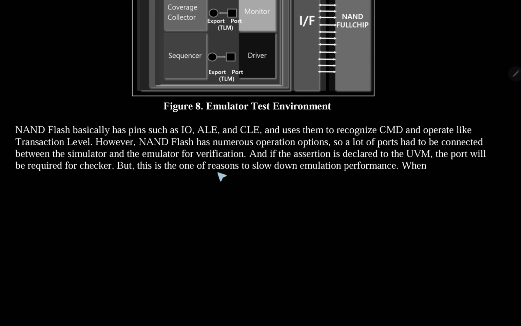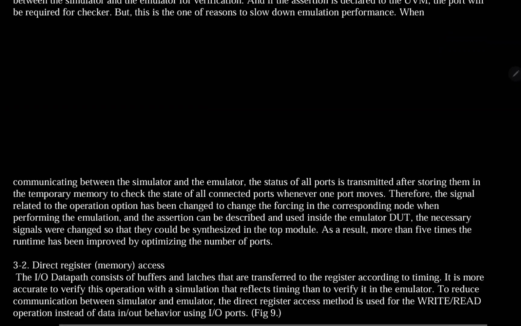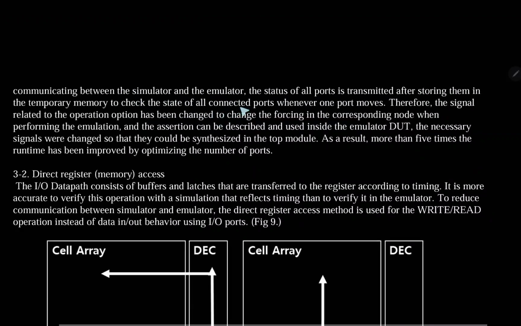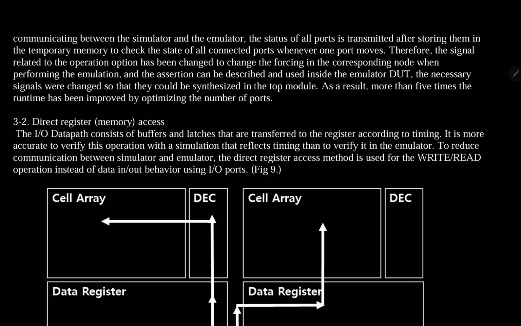But this is one of the reasons for slowing down emulation performance when communicating between the simulator and the emulator. The status of all ports is transmitted after storing them in temporary memory to check the state of all connected ports whenever one port moves. Therefore, the signal-related operational option has been changed to force the corresponding node when performing the emulation, and the assertion can be described and used inside the emulator DUT, and the necessary signals were changed so that they could be synthesized in the top module. As a result, more than 5 times the runtime has been improved by optimizing the large number of ports.